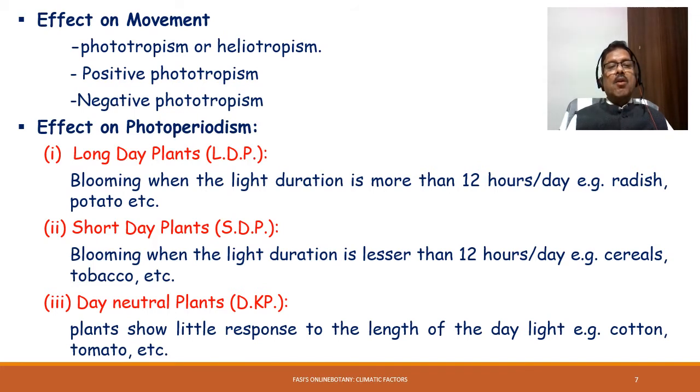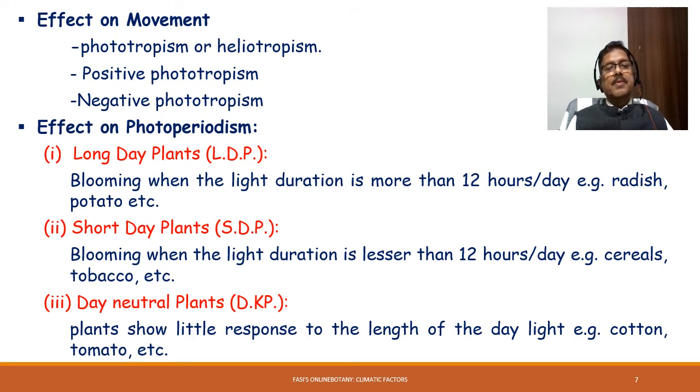Then, effect on movement. The effect of sunlight in modulating the movement of plants is called phototropism or heliotropism. The elongation of stem toward the light is known as positive phototropism, and the movement of roots away from the light is known as negative phototropism.